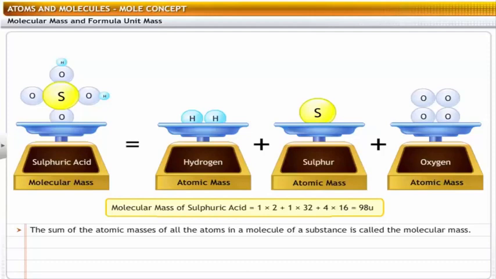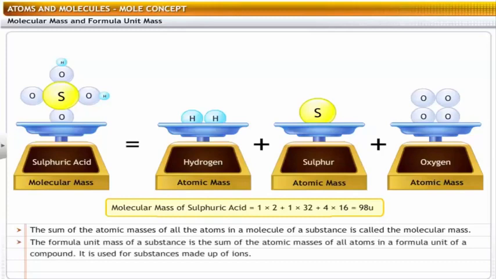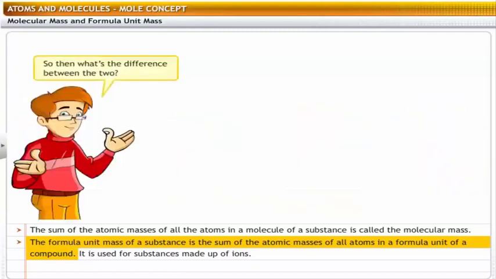98 atomic mass units. The sum of the atomic masses of all atoms in a formula unit of a compound is represented as the formula unit mass of a substance. We calculate the formula unit mass of a compound in a similar way as that of molecular mass. So then, what's the difference between the two?